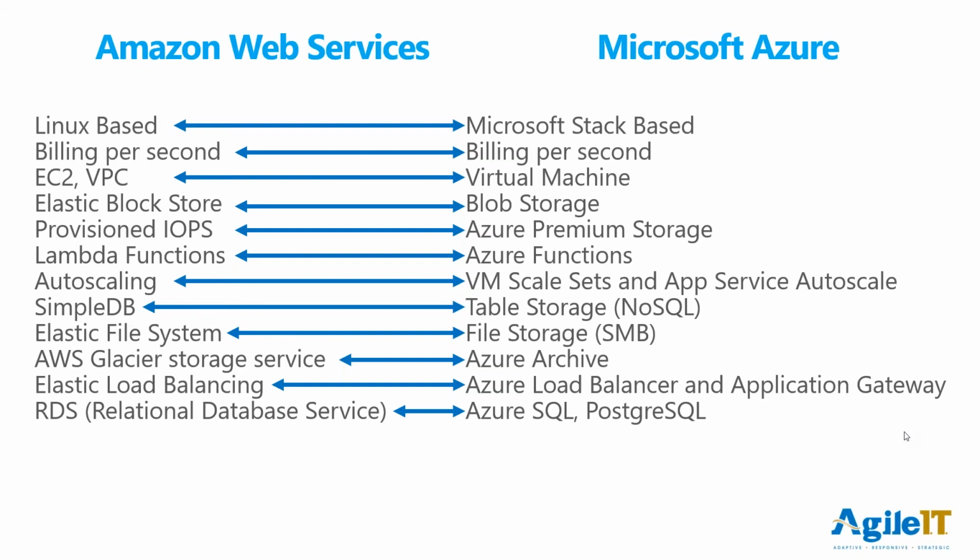Elastic File System is AWS's offering that allows a common file store that can be accessed across different EC2 instances or VMs.